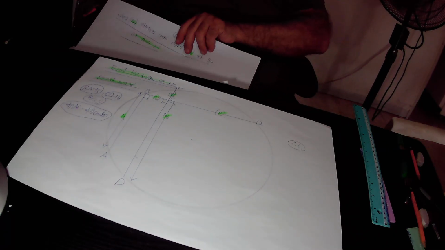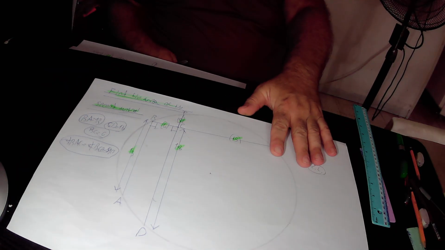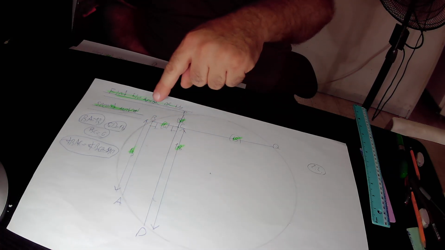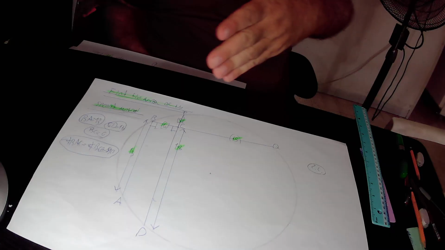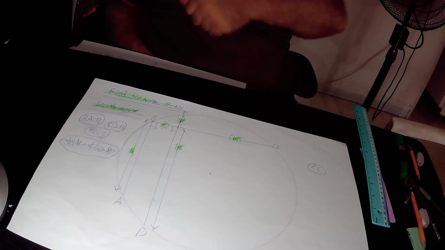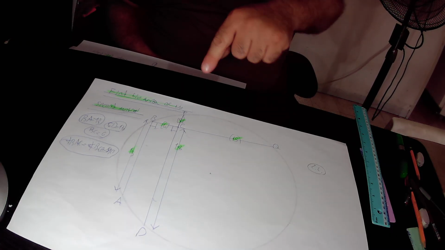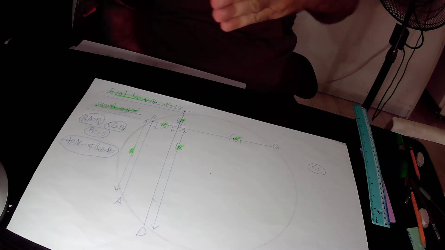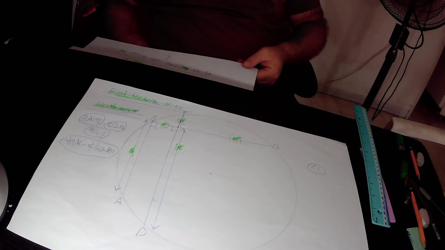According to rule 26, the following equation will be true: TC square plus CD square plus BC square plus CQ square equals 4R square, and R is the radius of this circle. Again, TC square plus CD square plus BC square plus CQ square equals 4R square. So I write it now.